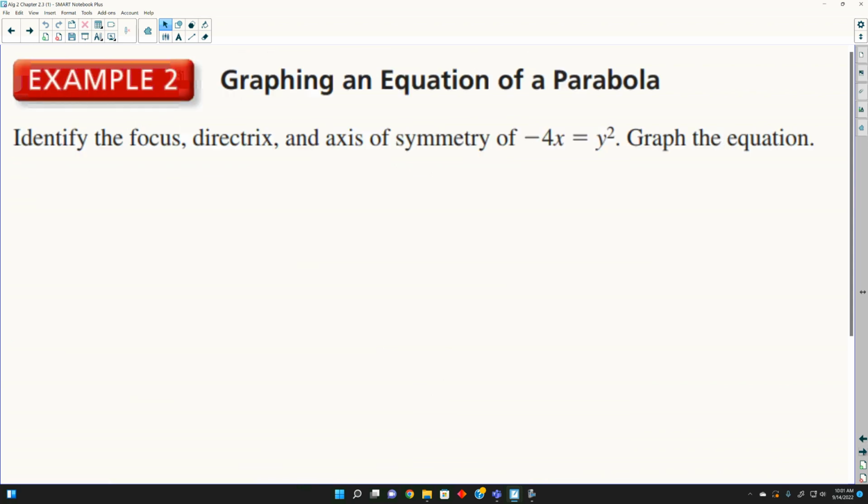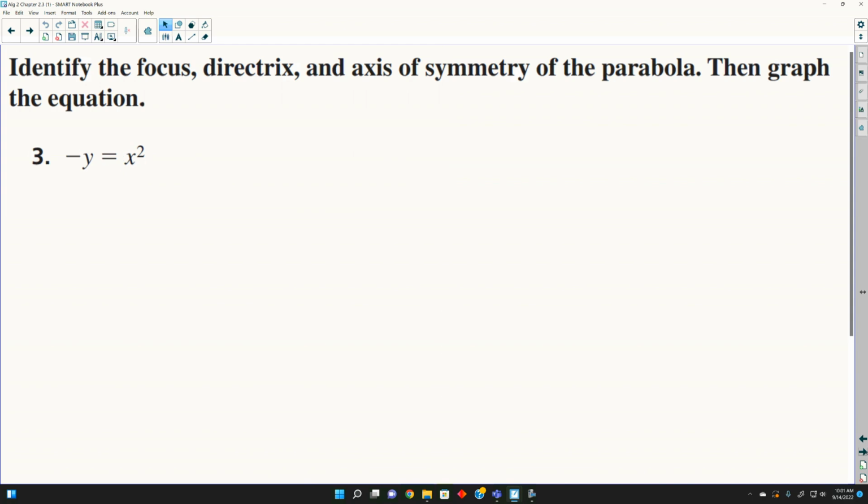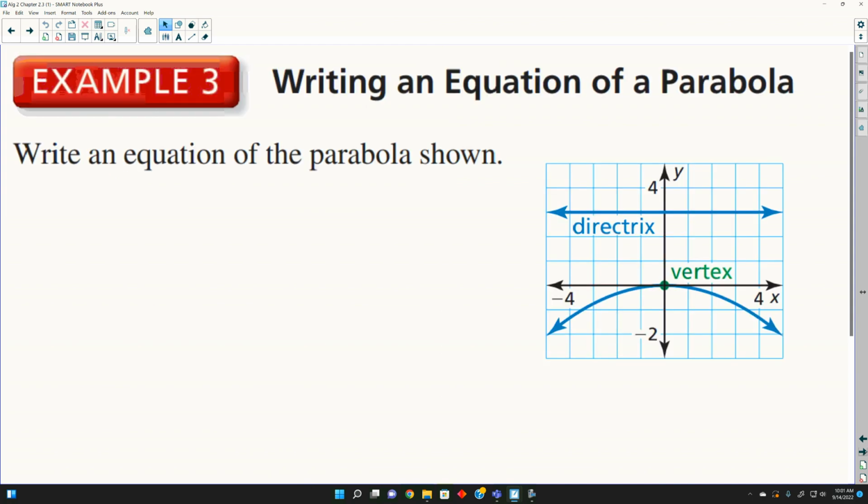And the first thing we looked at was finding the focus, vertex, and axis of symmetry given the equation. Now we're going to go the other way around. We're going to be given the focus, directrix, or the axis of symmetry, and we want to find the equation. So we're given the information from the equation, and we're trying to find it.